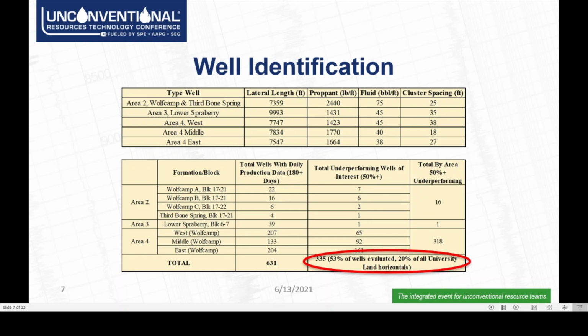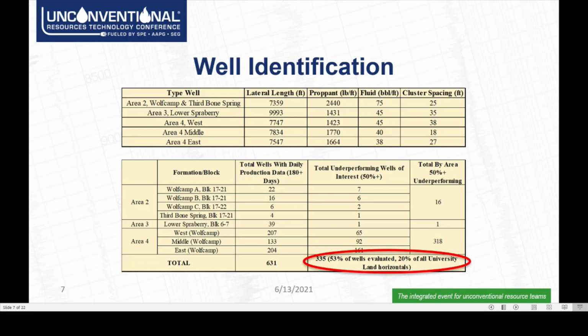Here's a chart of the well identification and the average lateral length to develop the type curve. You have your average lateral length for your Area 2 Wolfcamp and Third Bone Spring, your Area 3 Lower Spraberry, and the rest of your Area 4. The respective proppant loading, fluid loading, and your cluster spacing. You also have the formation and the block for each target in each area, and how many wells that you have with production data that is at least 180 days, and you have total underperforming wells in that particular area.